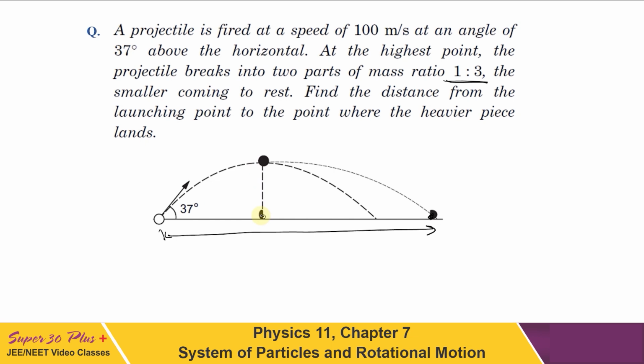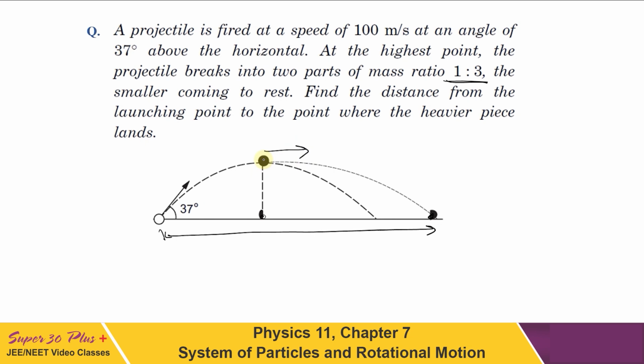See, here it is saying that at the highest point the projectile has been broken. So at this point its velocity has to be horizontal, and now the lighter part has come to rest. So the heavier part of course will move with increased horizontal velocity. From momentum conservation we can say this. In vertical direction, both parts will be having zero velocity, because at the maximum point the velocity is along horizontal.